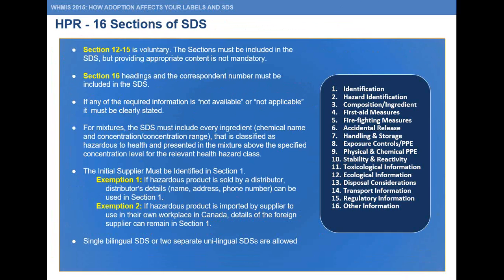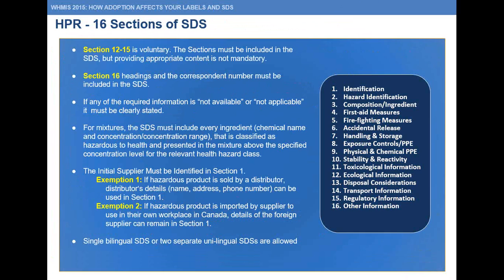The initial supplier must be identified in Section 1. There are exemptions. That is, if the hazardous product is sold by a distributor, then the distributor's details, name, address, phone number, can be used in Section 1. The other exception is if the hazardous product is imported by a supplier to use in their own workplace in Canada. The details of the foreign supplier can remain in Section 1.